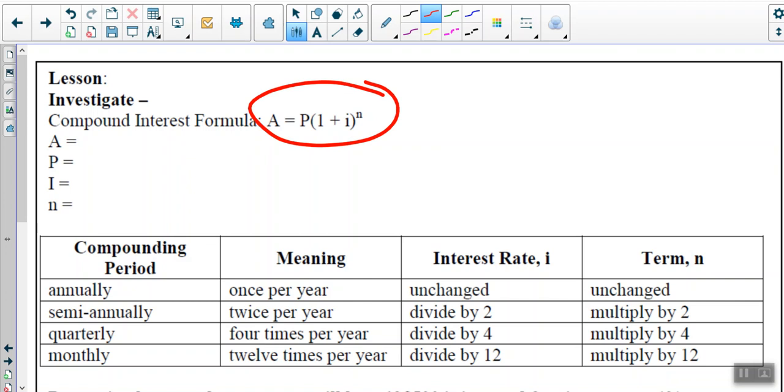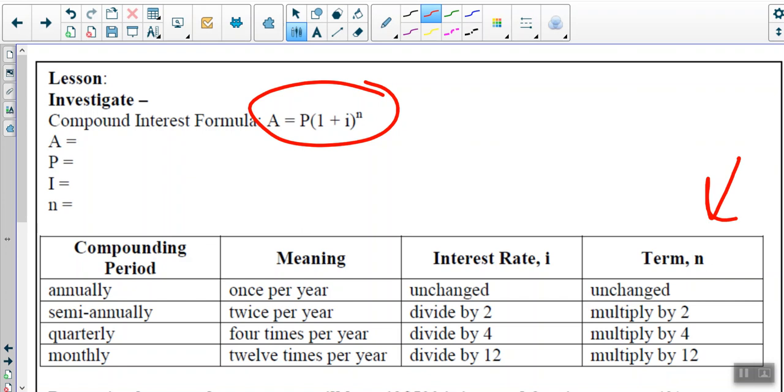plus i, where i is the interest rate. So that's the 1 plus 3%, 5%, 7%, whatever your interest rate is for your different investment or debt. And n stands for the number of compounding periods. This table right here is going to be really important that you check as you are doing your formulas.